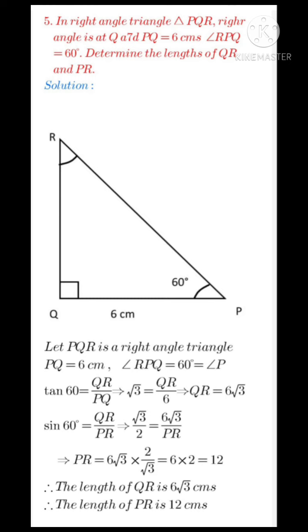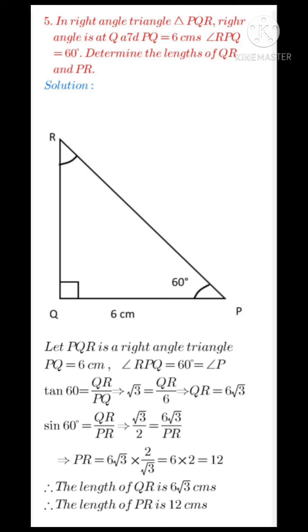Next, fifth question. In right angle triangle PQR, right angle at Q, and PQ is equal to 6 centimeters, angle RPQ is equal to 60 degrees. Determine the lengths of QR and PR. So draw one triangle, PQR, right angle at Q. PQ is given as 6 centimeters, angle RPQ is equal to 60 degrees, that is angle P.